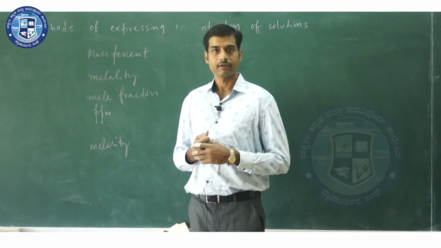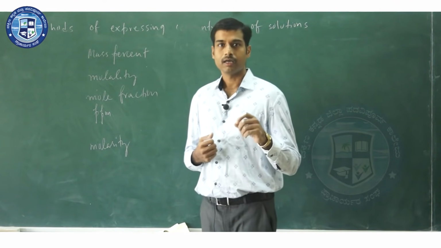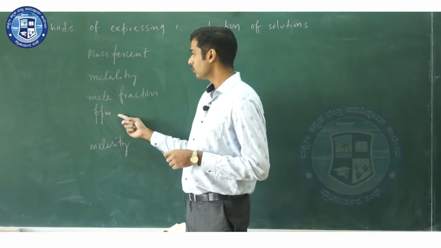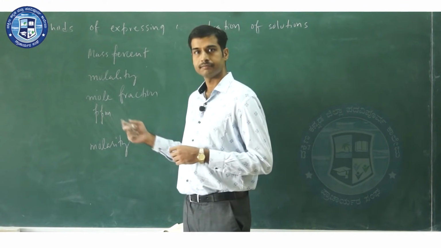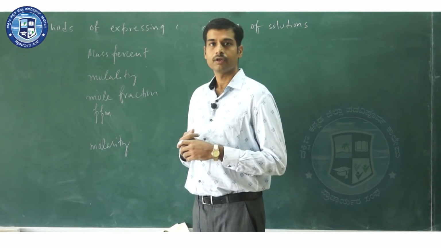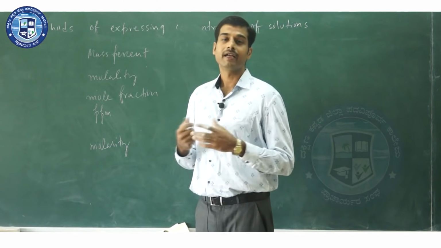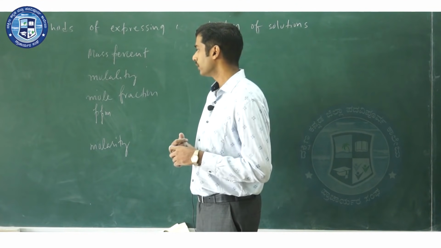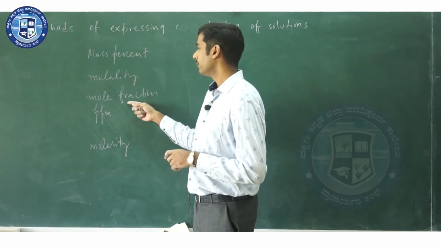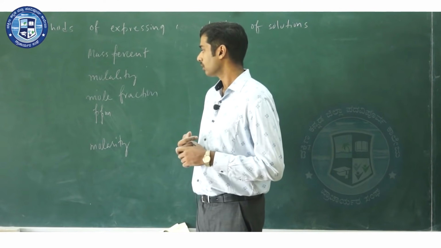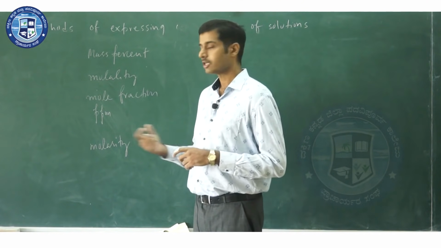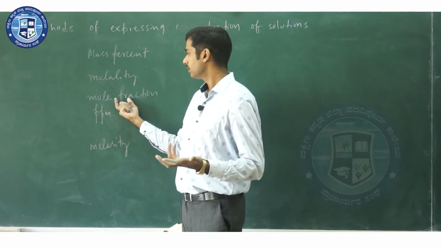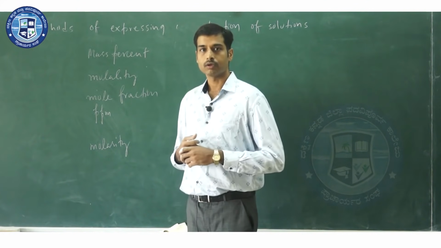Depending upon the convenience, you may have to use a particular method of expressing concentration. For example, if the amount of substance is in trace quantities, then you may have to go in for parts per million. If you need relative number of moles of the solute and solvent, then you may have to go in for a method like mole fraction. Parts per million would be for trace quantities, relative number will be mole fraction, and so on.